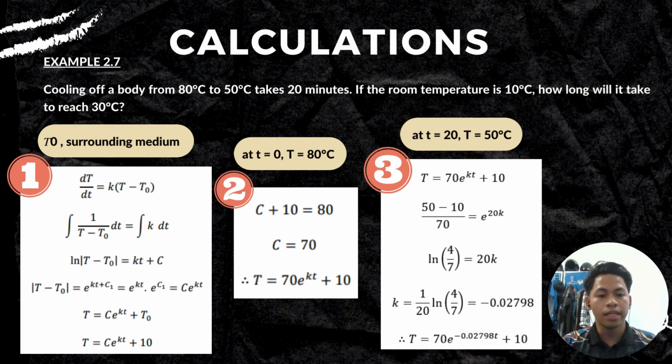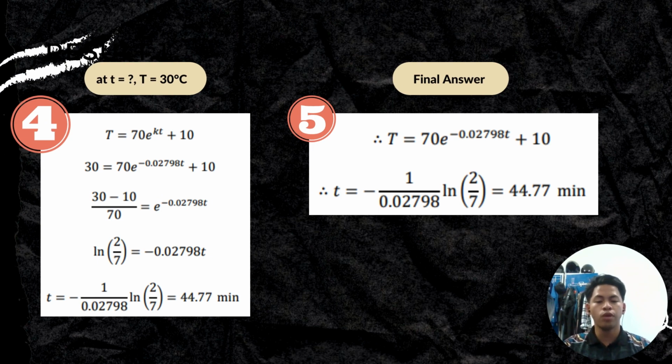And the third step is at time 20 minutes and temperature is 50 degrees. We will insert the value of temperature and time, so we will get the value of k and also C. So the equation will be T equals 70 e to the power of negative 0.02t plus 10. Now the fourth step, where we want to find how long it takes to reach 30 degrees Celsius. Using the same method, we insert the value of temperature into the equation, and we will get the value of time, which is 44.77 minutes.